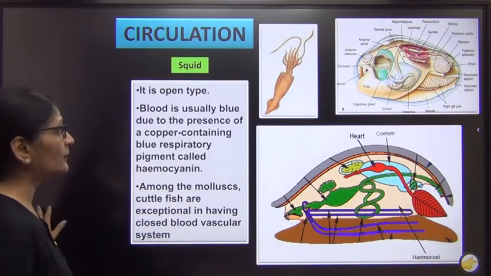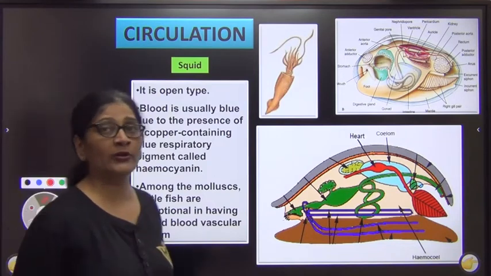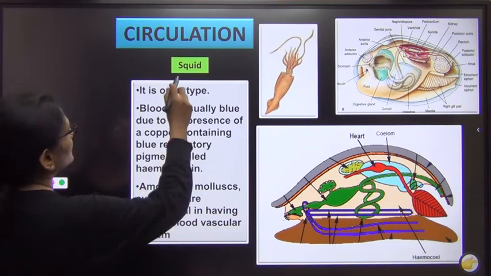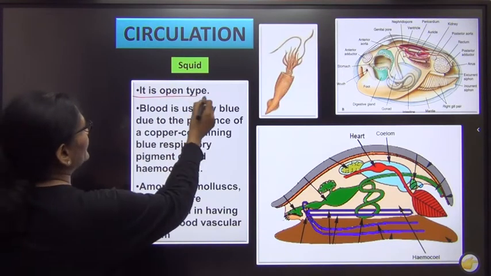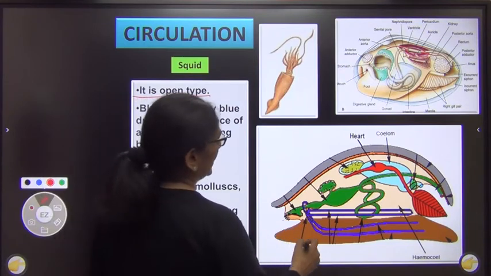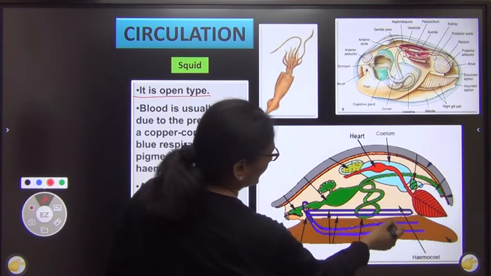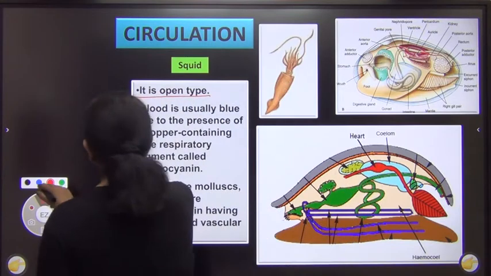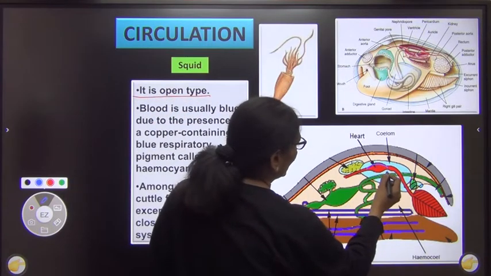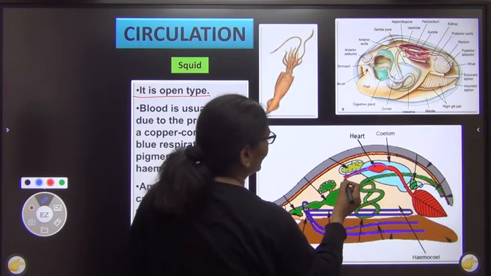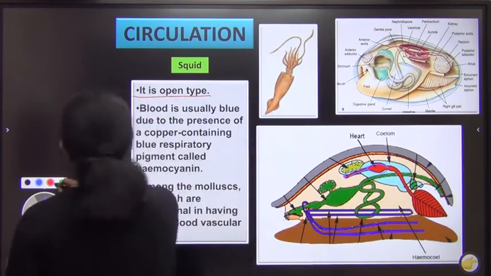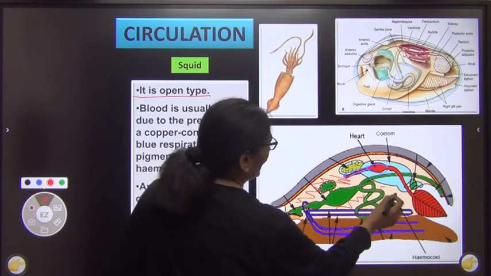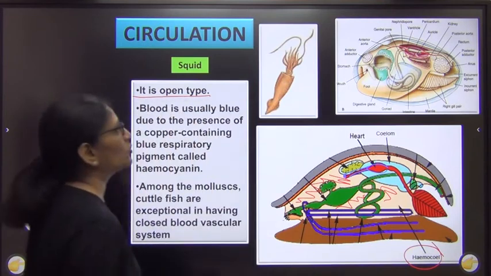Circulation, I told you, in case of arthropod and mollusk, it is an open circulatory type of system. Okay? So the circulatory system is open. If this is the heart, just look at this diagram. This is the heart. And the blood vessel that comes out of the heart has abruptly broken, such that the circulatory fluid or the blood fills up the entire cavity, and this blood filled cavity is called hemocoel.